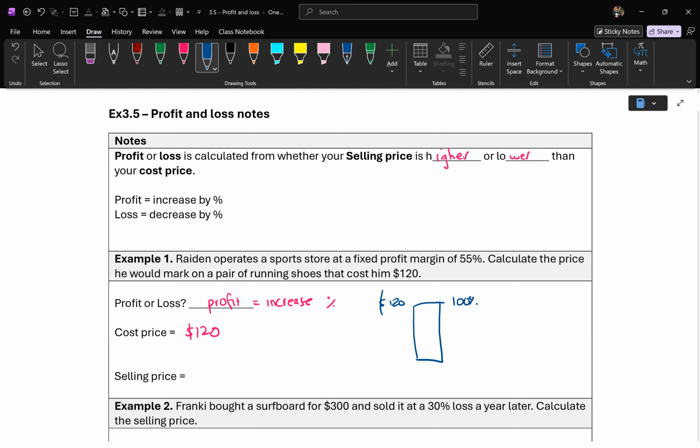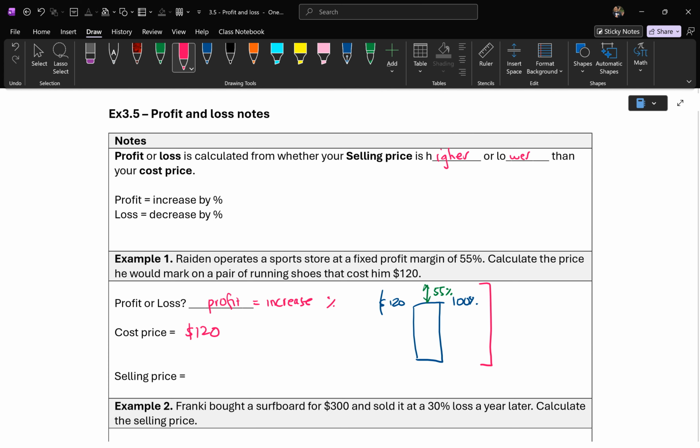If he sold it for $120, he breaks even. That's 100%. That's 100% of what he actually started off with. But because he wants to make a profit margin of 55% in order to keep this shop running, he needs to sell it by an increase of 55%. Can you see I'm increasing it by 55? So the question, this is what I taught you in the last session. There is a quick way to getting your answer. Instead of finding 55% of 120 and then adding on top, you can just multiply by a certain percentage value and you get your answer straight away. This is how we do it.